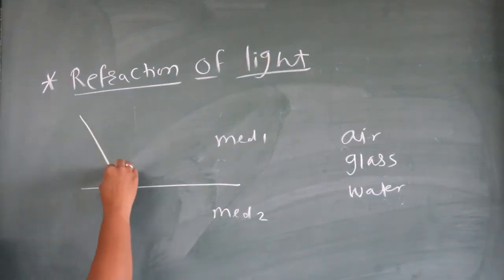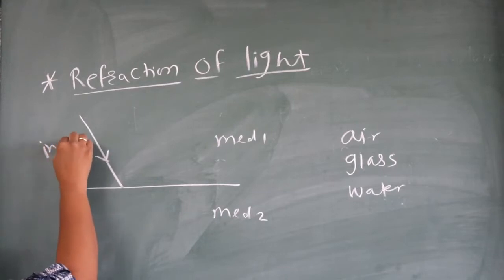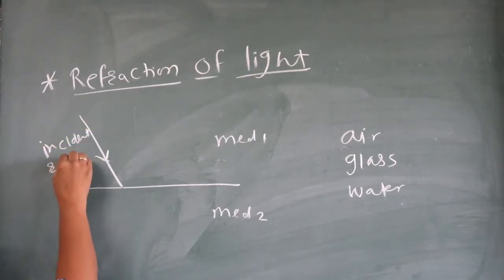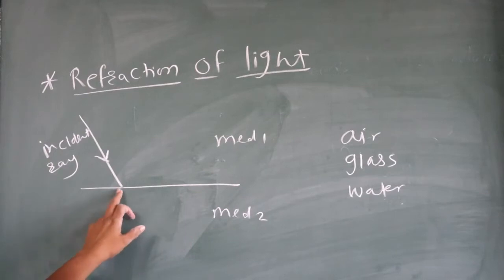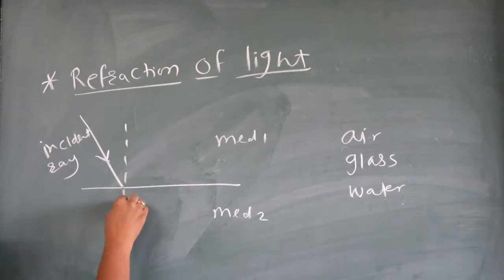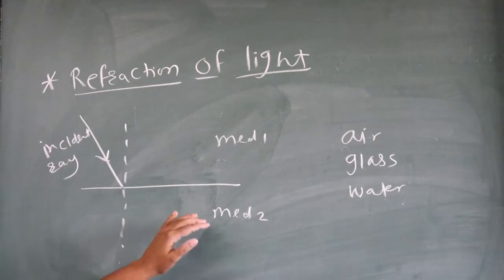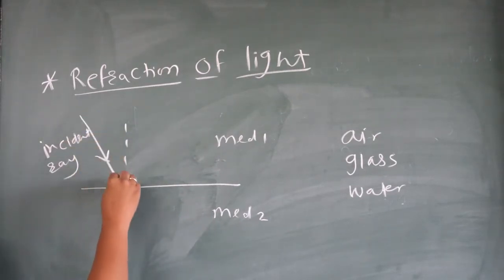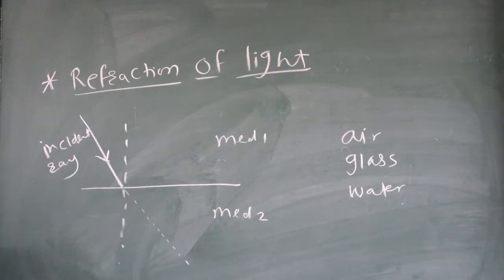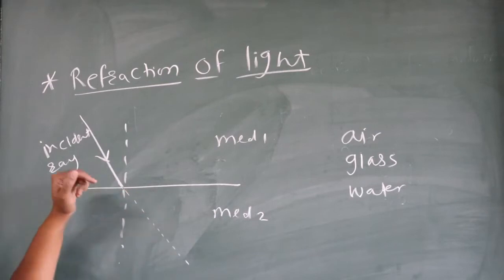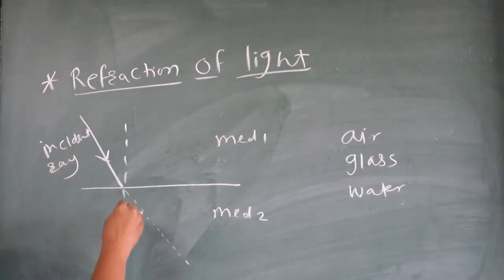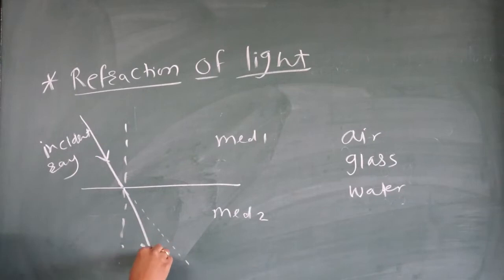Now this is the incident ray, point of incidence. At this point of incidence we draw normal to the surface. Now if these two media are the same, then this incident ray moves in this direction. This is the original direction. But due to different media, this incident ray bends and changes its direction. This is called the refracted ray.